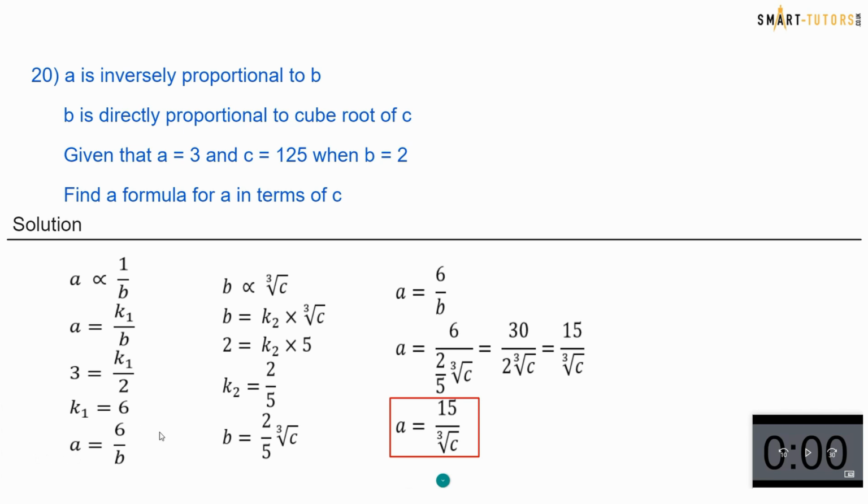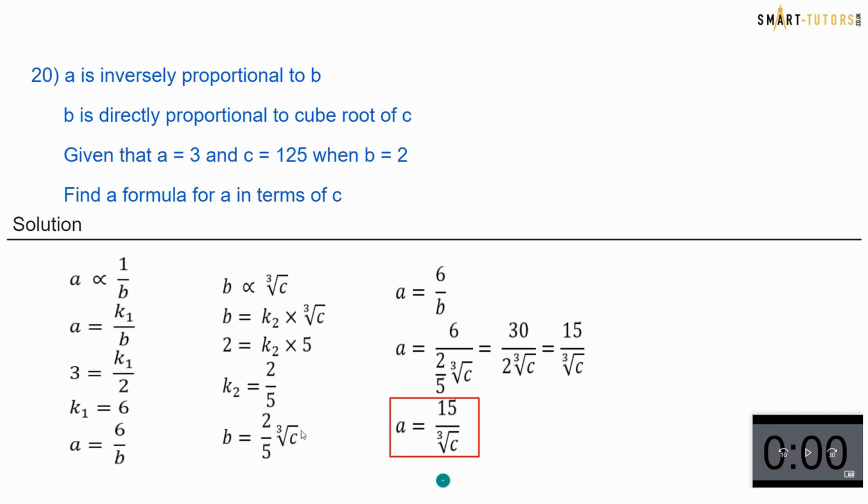So we got an equation: A equals, instead of K1 you can substitute 6. So A equals 6 over B. The second data says B is directly proportional to cube root of C. So B is proportional to cube root of C, B equals K2 times cube root of C. So B equals K2 times cube root of 125, which is 5. So from that you can find K2 equals 2 upon 5. So the equation is B equals 2/5 cube root of C.